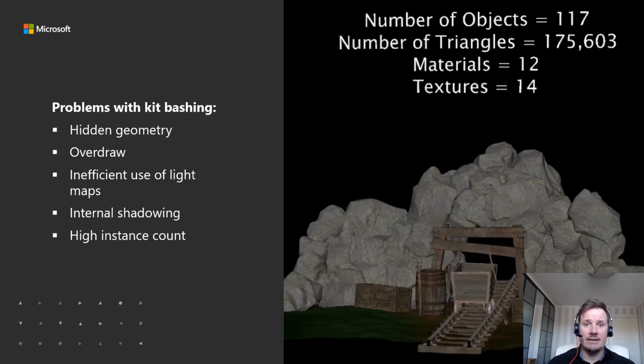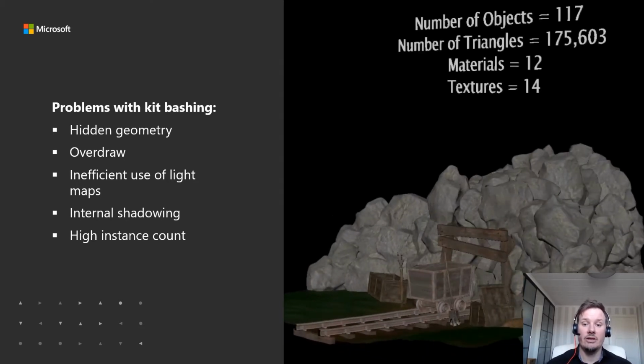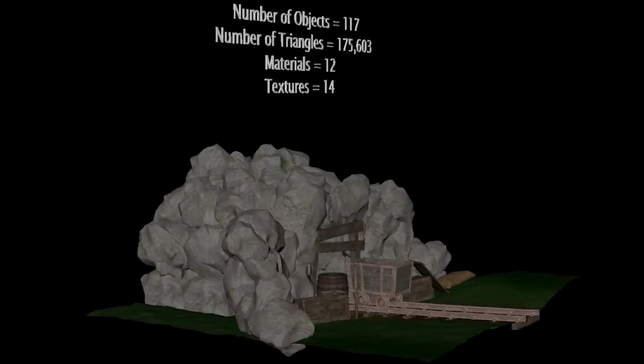The problem with kit bashed assets is that you have a lot of hidden geometry in these. Since you're just throwing objects together, it's easy to have a lot of geometry that you'll never expose to the player. This causes overdraw issues. If you're using light maps, it's quite easy to get a lot of light map space that's not actually visible. You get internal shadowing calculations that are costly. And finally, you get a high instance count, which can affect draw calls depending on how you do static batching and so on.